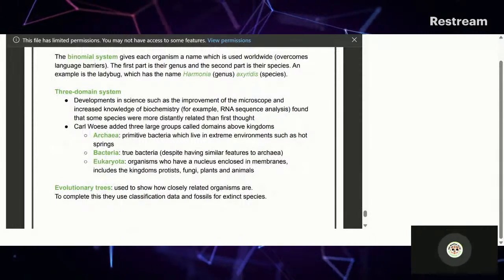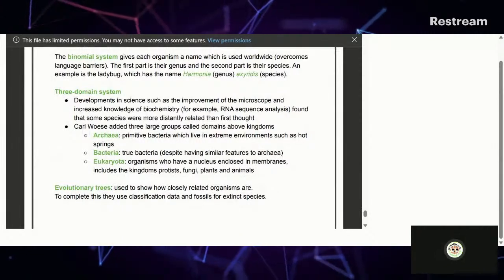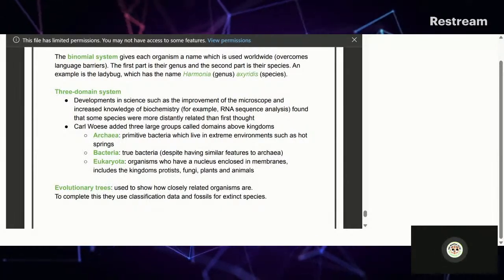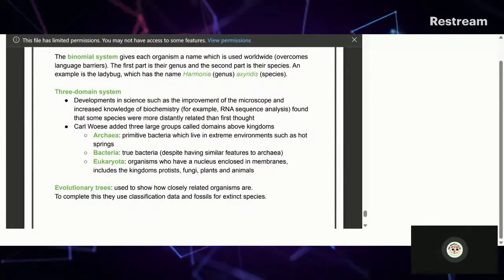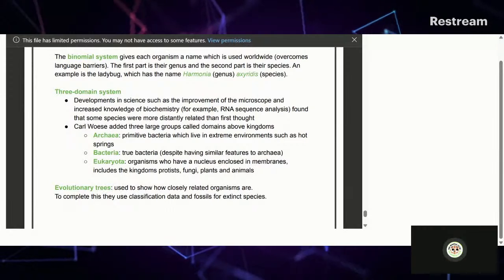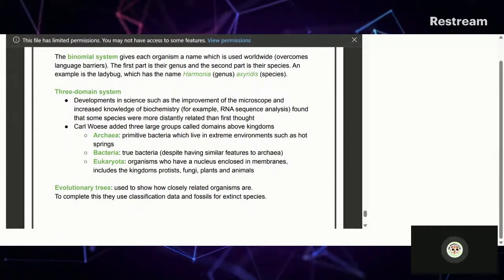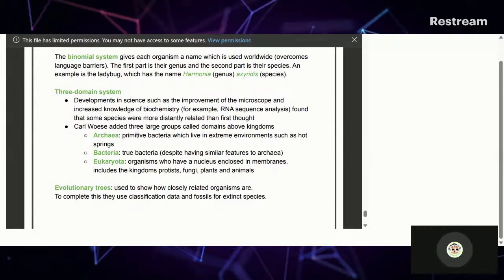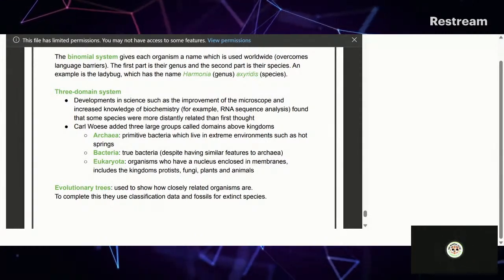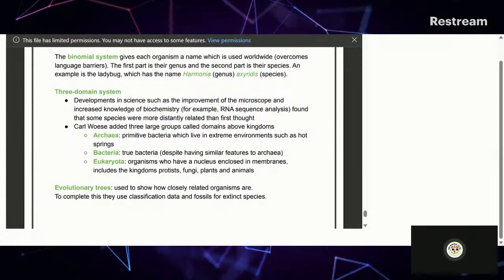Now, organisms are named according to the binomial system. Bi means two, so it's a two-part Latin name. The first part refers to the genus, and the second part is the species. For example, humans are known as Homo sapiens, Homo being our genus, and sapiens being our species. The binomial system is used worldwide, and it overcomes country and language barriers as well.